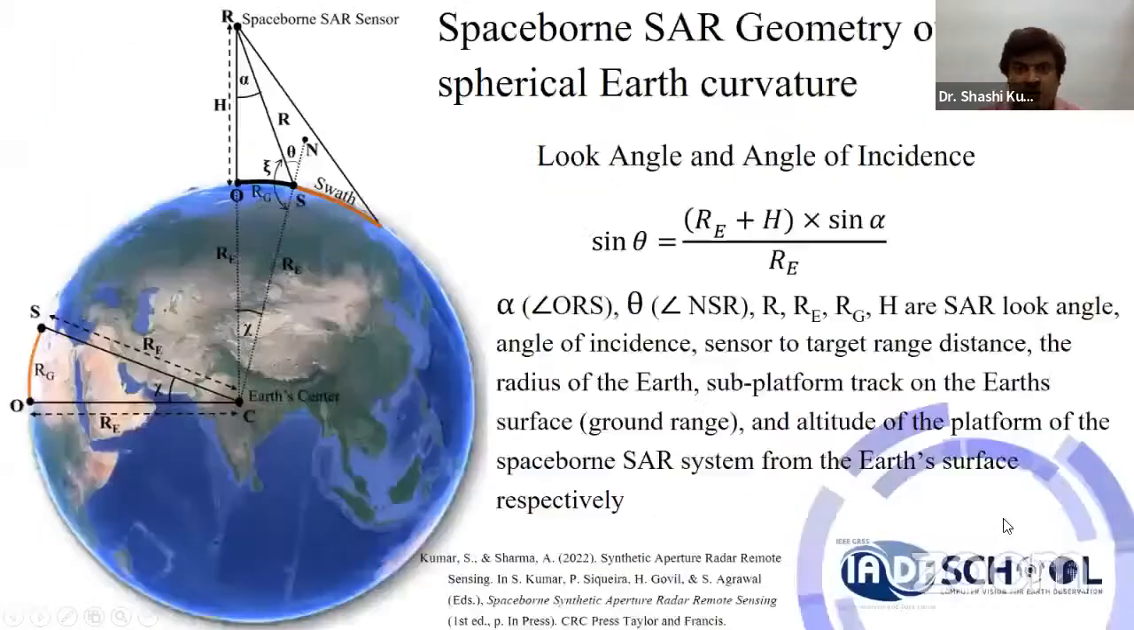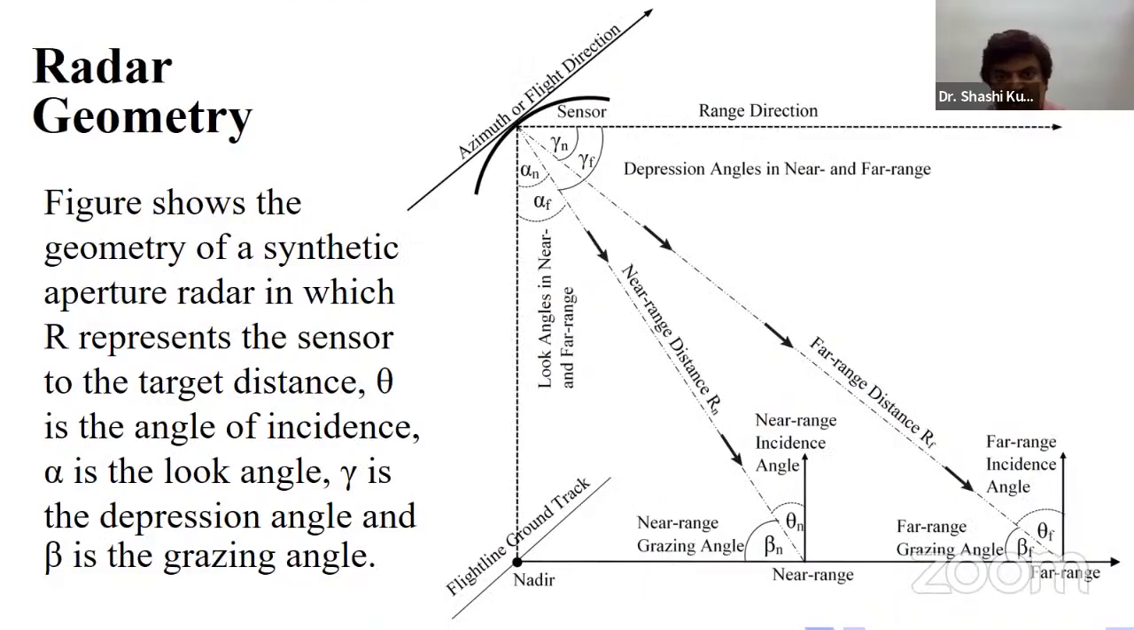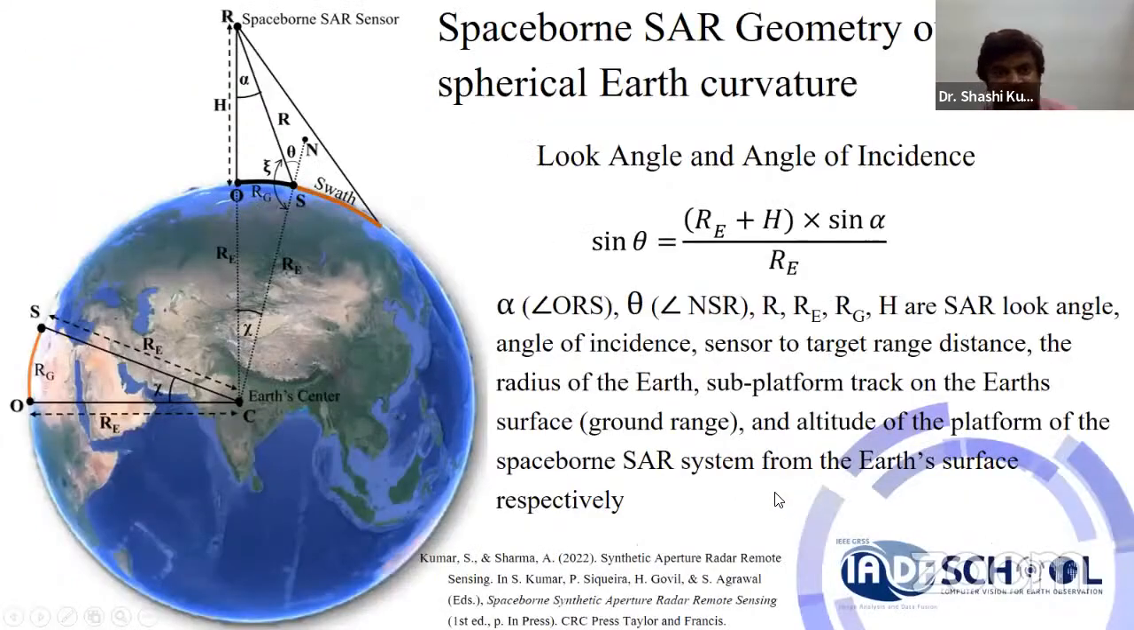Okay. So now in the case of airborne sensors, since the altitude is very low, the look angle will be exactly equal to the angle of incidence. But this is not the case for spaceborne SAR sensors. In the case of spaceborne SAR sensors, the angle of incidence is retrieved by doing this calculation: Re plus H divided by Re, multiplied by sine alpha. When we take the sine inverse of this relation, we get the actual angle of incidence for each and every resolution cell.